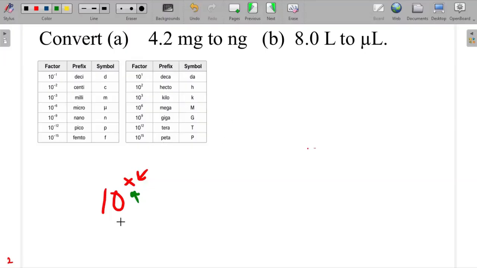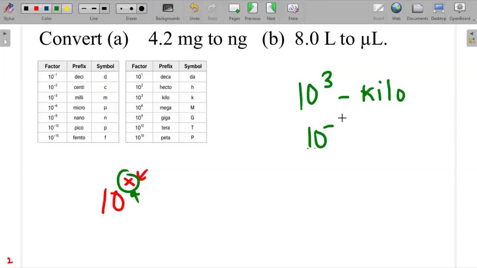Depending on the value of x, the power, we're going to call this 10 power something a name. That particular name will make it easier for us to convert units. For example, if I write 10 to the power 3, this is referred to as a kilo. If I say 10 to the power minus 6, this is referred to as a micro. If I say 10 to the power 12, this is referred to as tera.